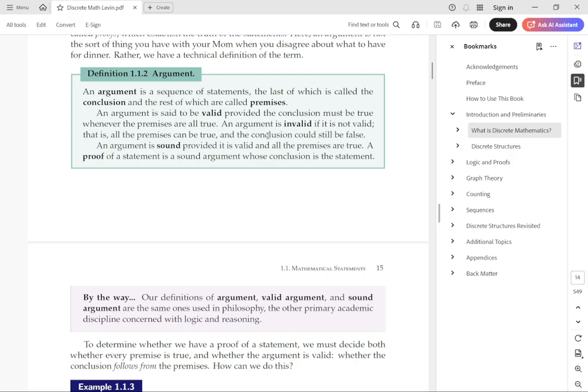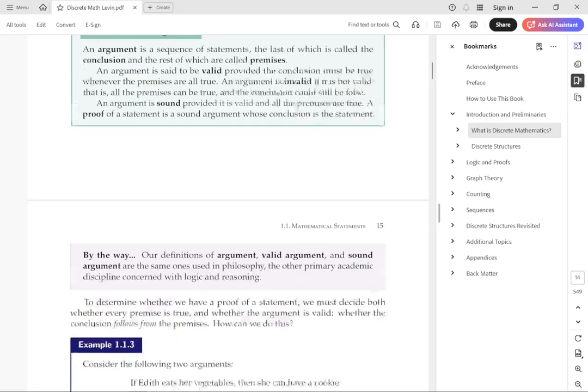An argument is said to be valid, provided that the conclusion must be true whenever the premises are all true. And an argument is invalid if it is not valid, that is, all the premises can be true and the conclusion could still be false. That was the second example that we went over there. Now an argument is sound, provided that it is valid and all the premises are true. A proof of the statement is a sound argument whose conclusion is the statement. We'll get more on that later, in terms of a proof and a sound argument.